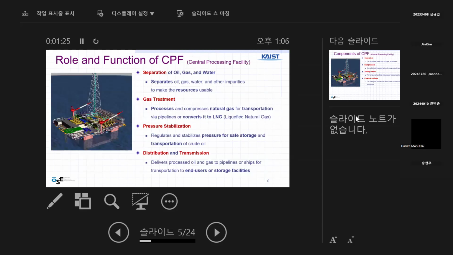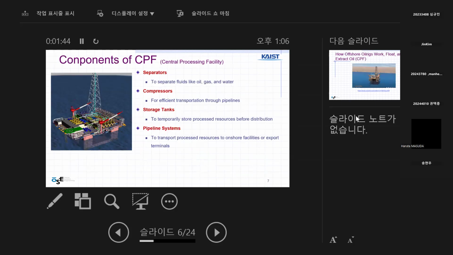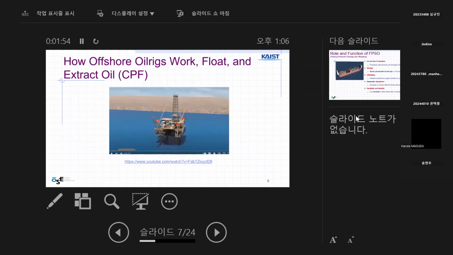The CPF means the Central Processing Facility, and its role is the separation of oil and gas, gas treatment, pressure stabilization, and distribution and transmission. To achieve these roles, the CPF consists of the separator, compressor, crude tank, and pipeline system. And for your better understanding of the CPF, I will show some videos about the modeling of the CPF.